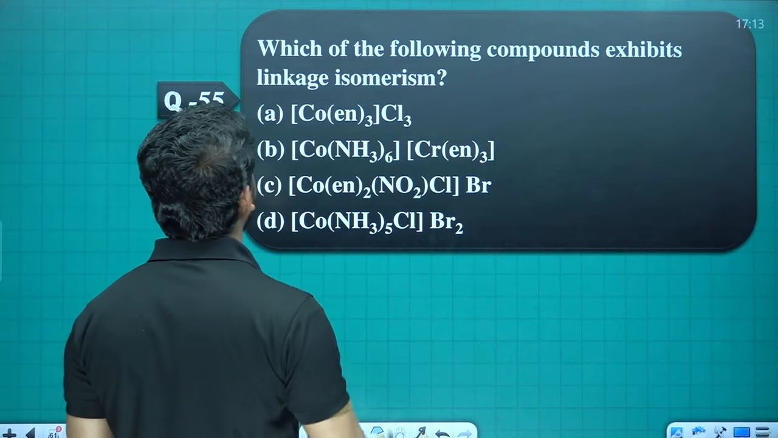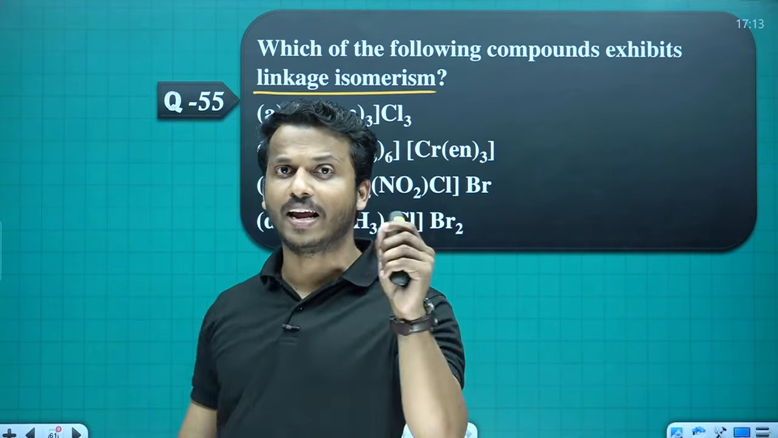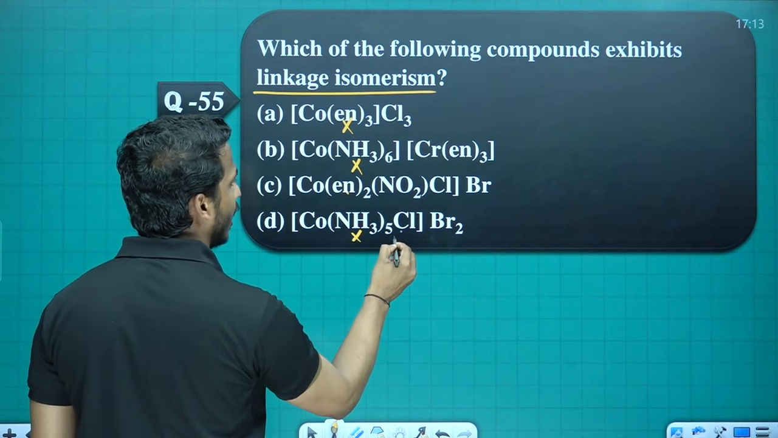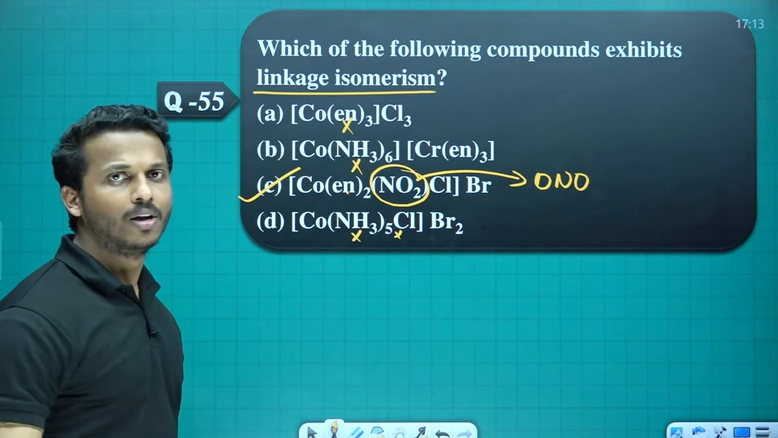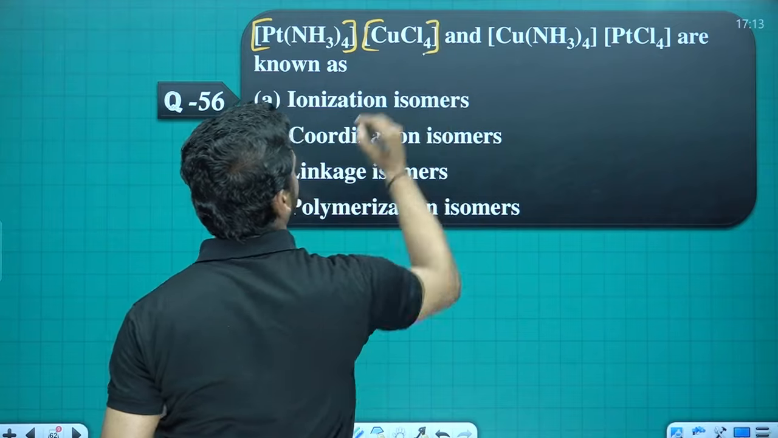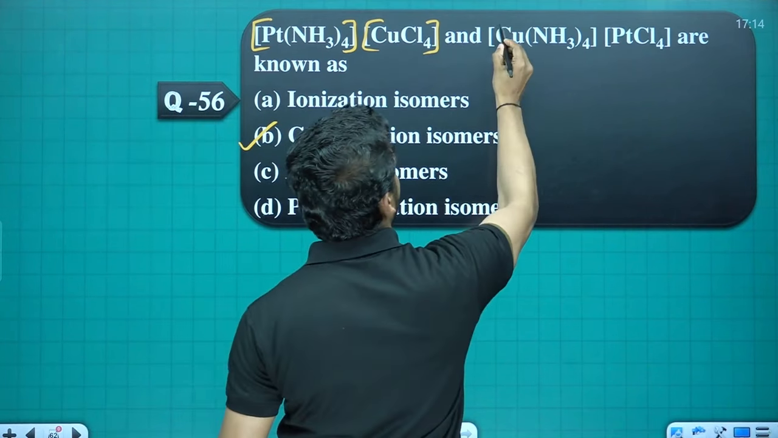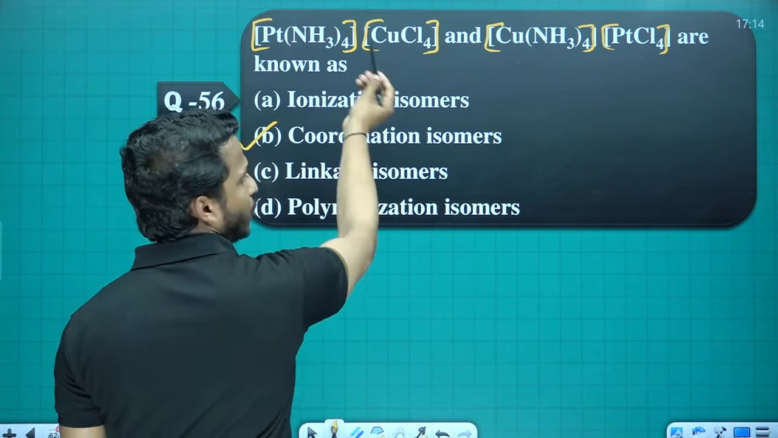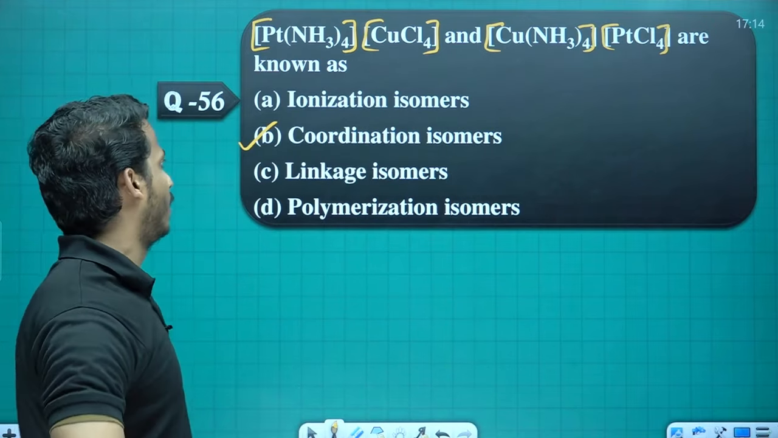Which of the following compounds exhibit linkage isomerism? As I told you, in order to show linkage isomerism, there should be the presence of an ambidentate ligand. Where is an ambidentate ligand? This is bidentate, this is monodentate, this is monodentate. See, NO2 is there. NO2 is an ambidentate ligand, it can bind through N or O, so yes, it can form linkage isomerism. In these complexes, you can see 2 coordination spheres are given here. 2 coordination spheres mean it will show coordination isomerism. Here what is happening? This platinum and copper get interchanged. The species are interchanging between two coordination spheres, which we call coordination isomerism.